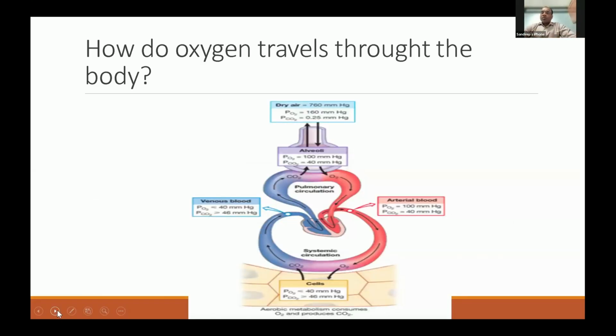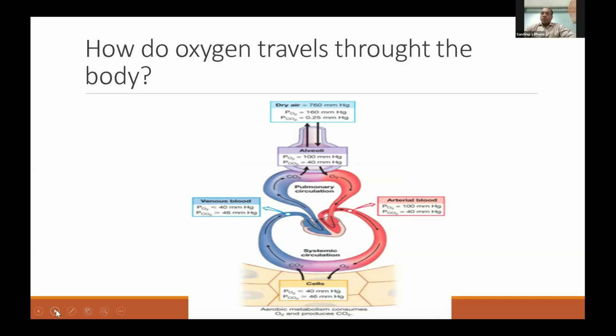This is one small figure which tells you how the oxygen moves throughout the body. On top, in dry air at normal atmospheric pressure, the air that we are breathing contains PO2 of 160 millimeters of mercury. When it reaches your alveoli, the partial pressure of oxygen drops to 100 millimeters of mercury. Then it is carried at a similar concentration in the arterial blood through the left ventricle, and reaches the tissue, where there is a gas exchange between tissues and the capillary flow.